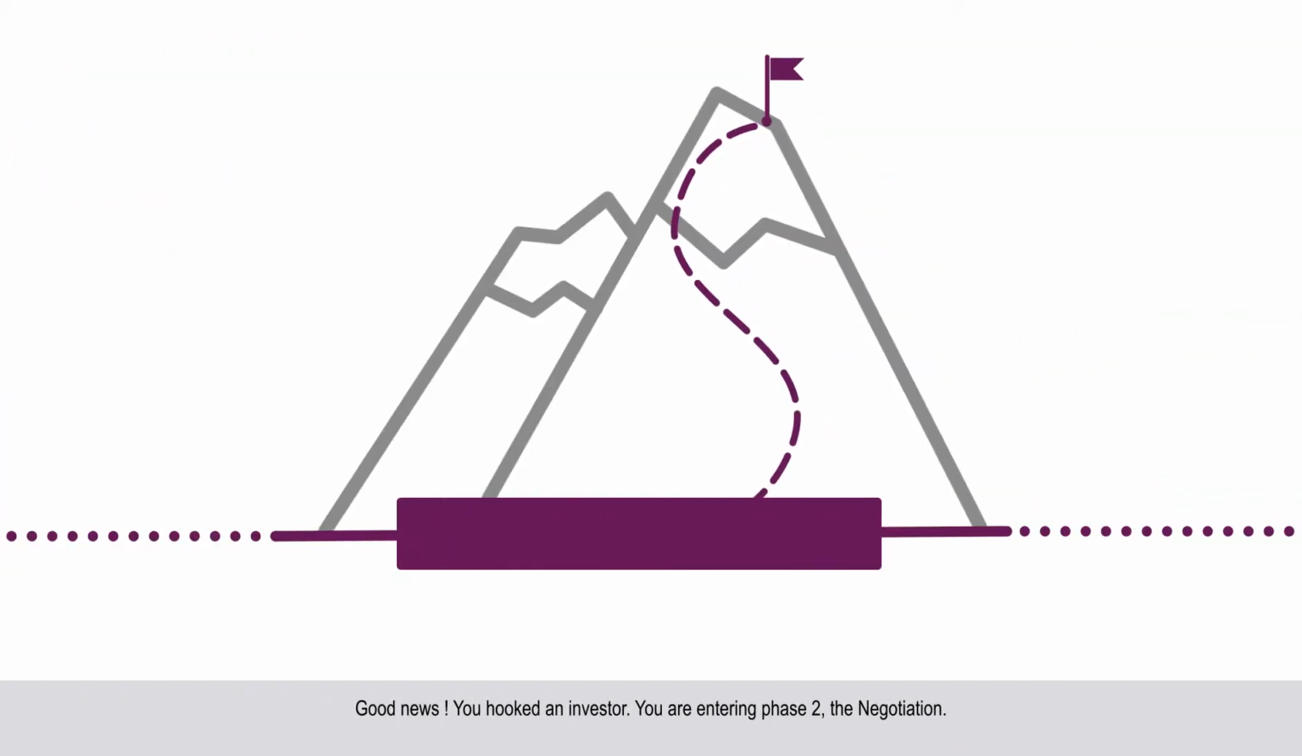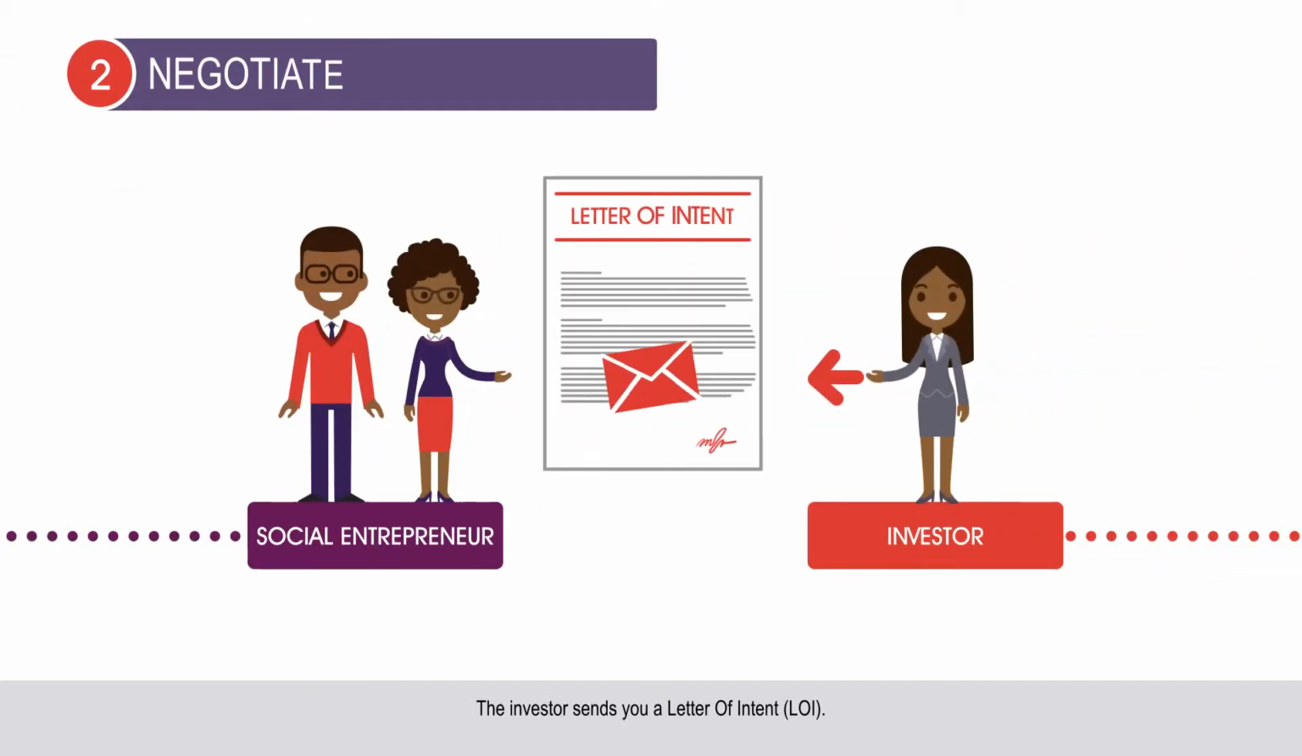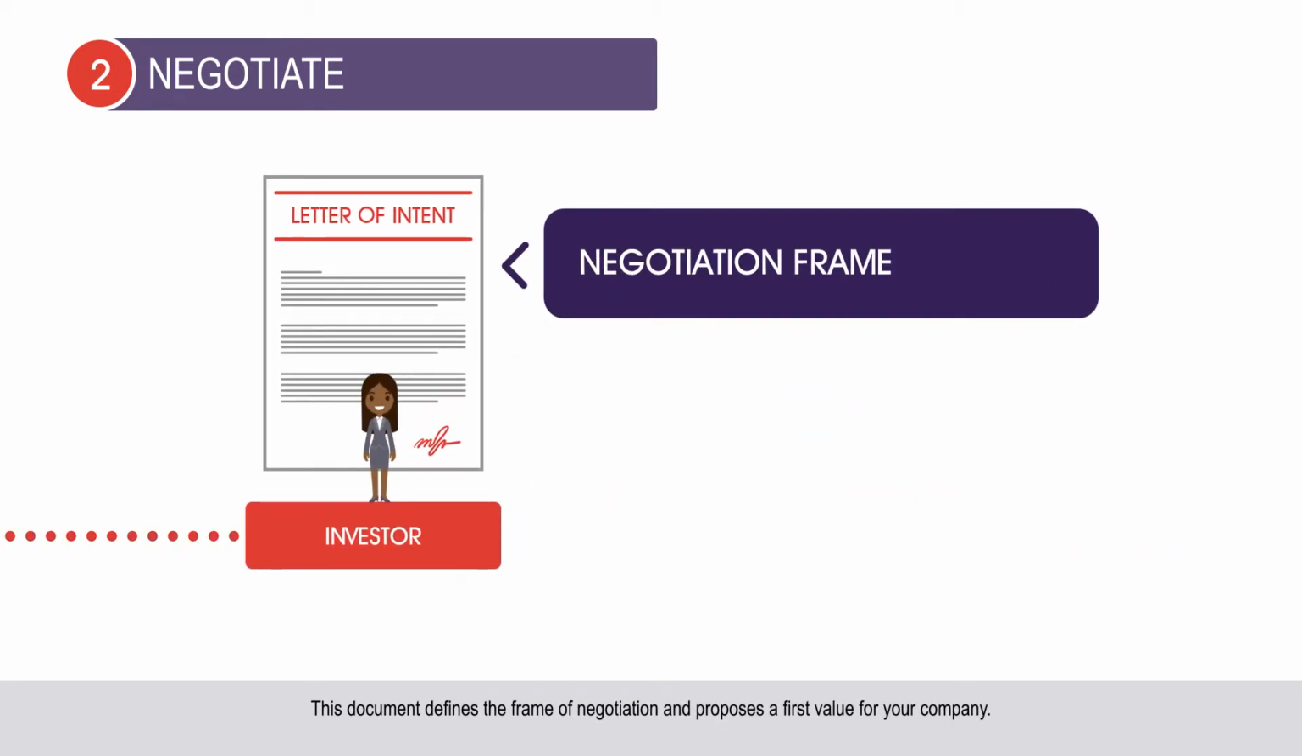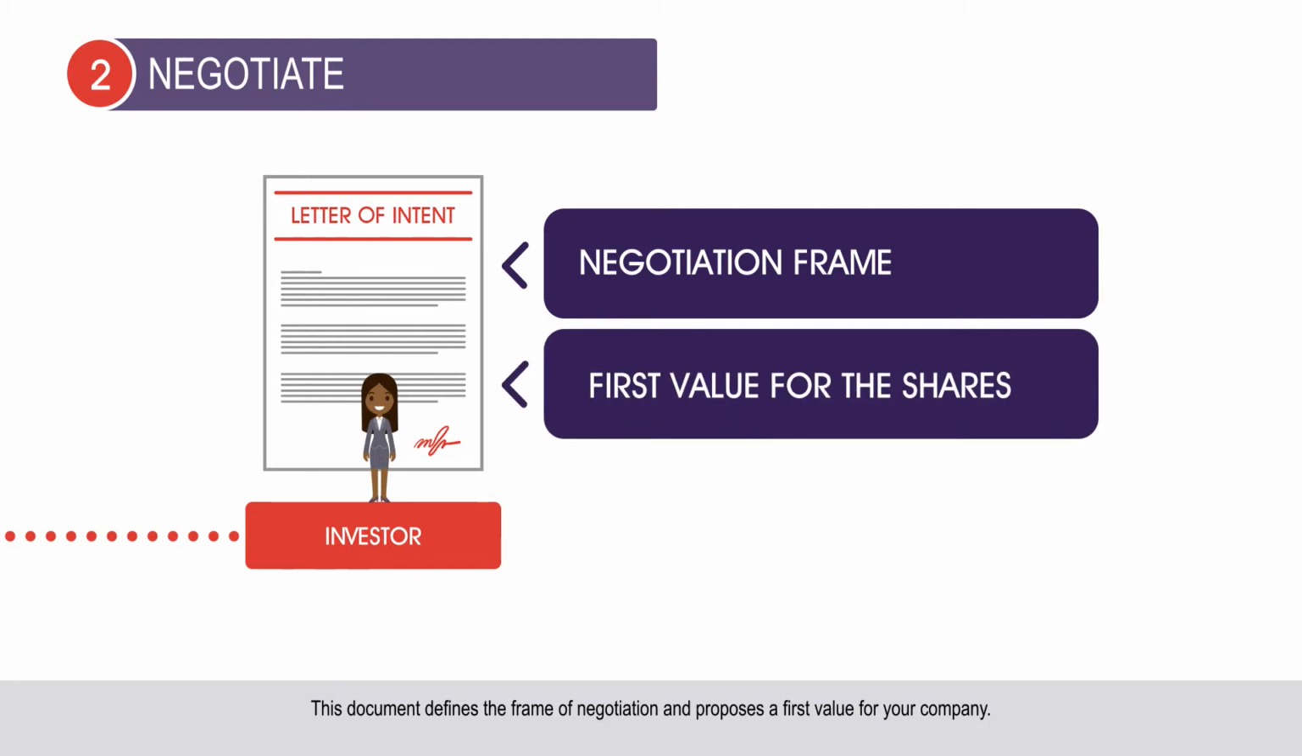You are now actively looking for an investor, so go out there and pitch your project in public events. Good news! You hooked an investor. You are entering phase 2, the negotiation. The investor sends you a letter of intent, LOI. This document defines the frame of negotiation and proposes a first value for your company.